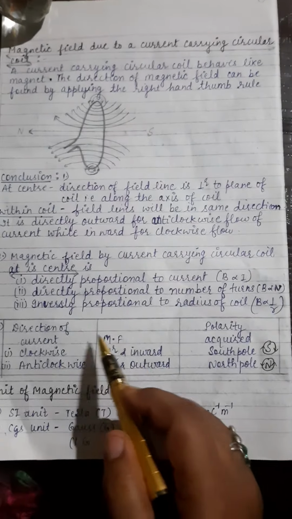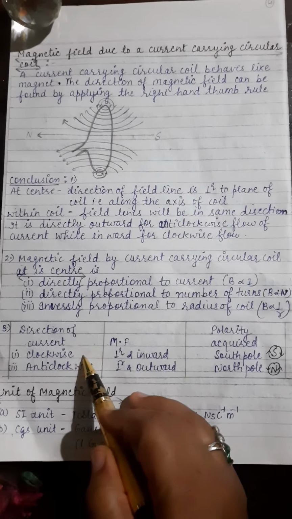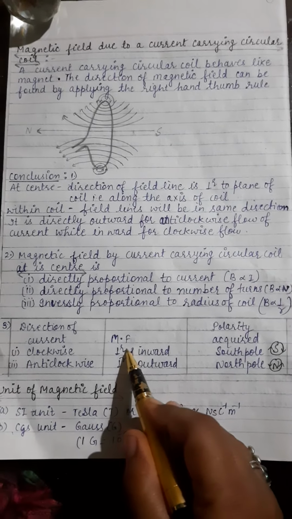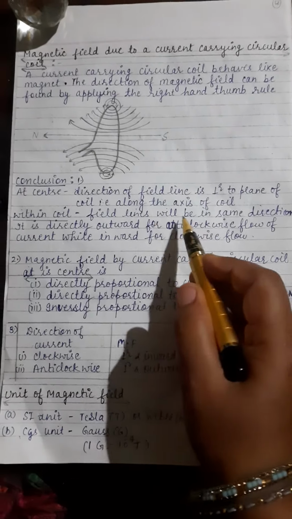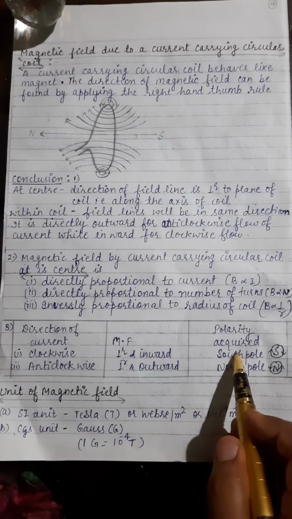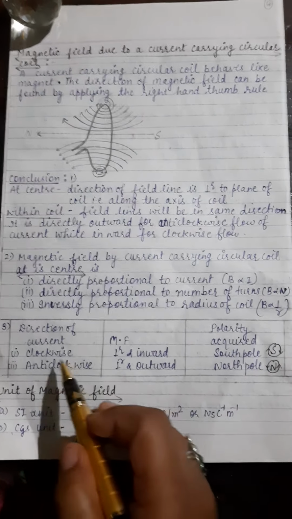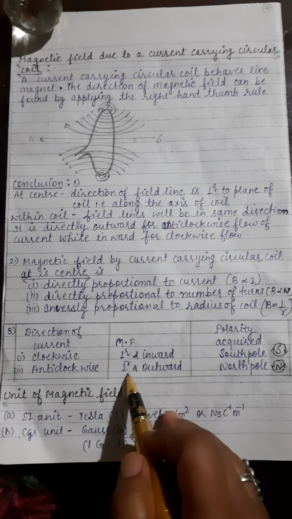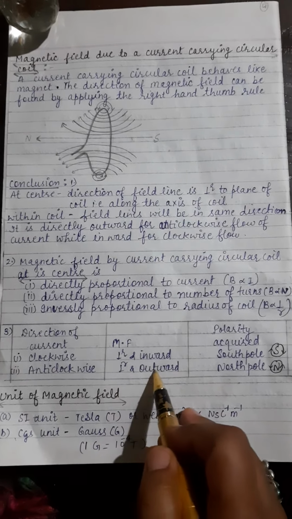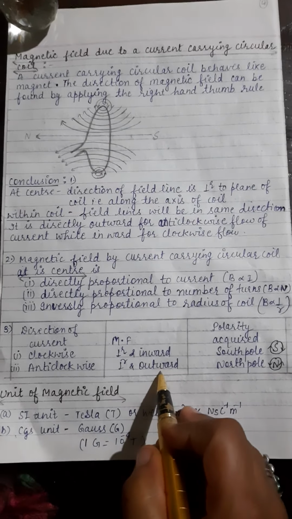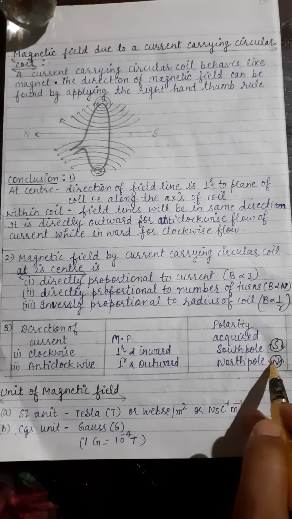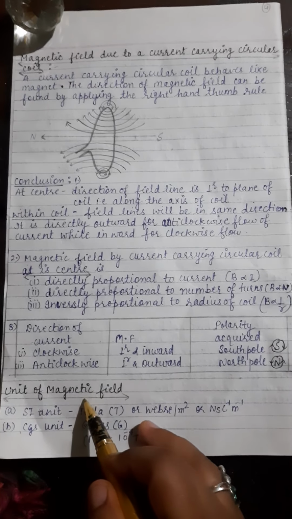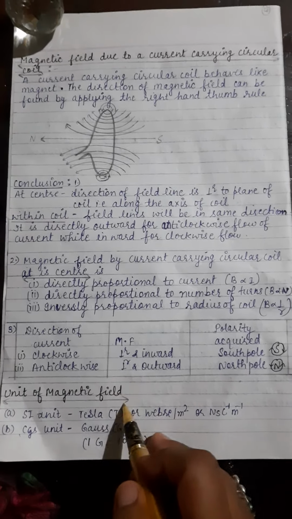Now we'll see how. Suppose the direction of the current is clockwise, then we have discussed that the magnetic field would be perpendicular and inward. So the polarity would be south pole. And if the direction of the current is anti-clockwise, again the magnetic field would be perpendicular, but in this case it would be outward and the face will act as the north pole. Clear, students?